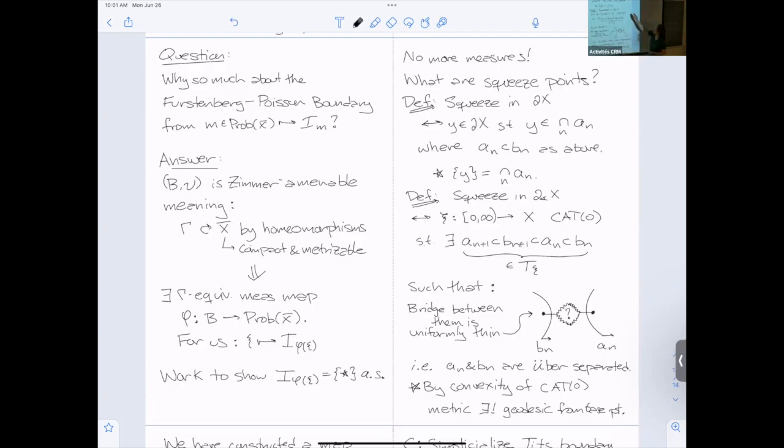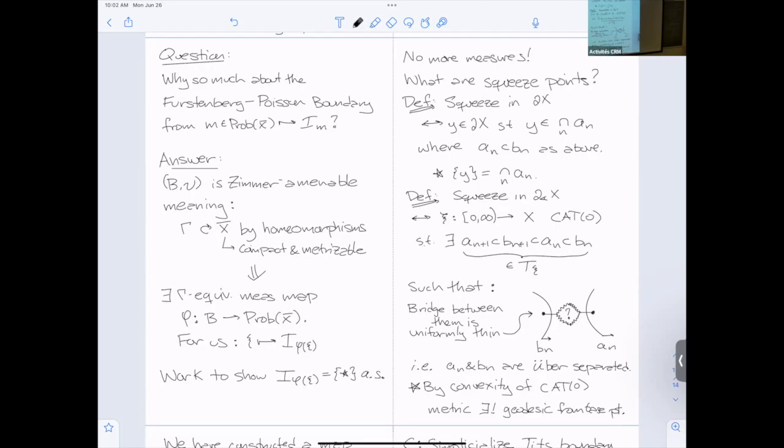As I look here, the distance between B_{n+1} and A_n could be arbitrarily large or unbounded as n varies, but I have control over these pairs A_n and B_n. So the definition for the squeeze points in the Roller boundary is just that I can find such a collection, and their intersection gives me exactly one point. It is sufficient to know that y just belongs to the intersection.